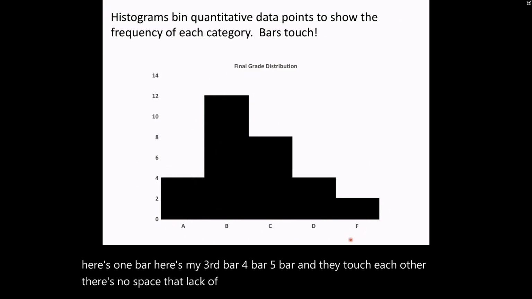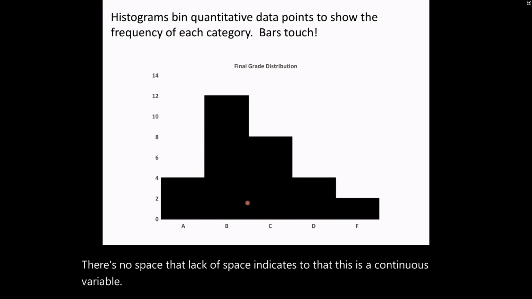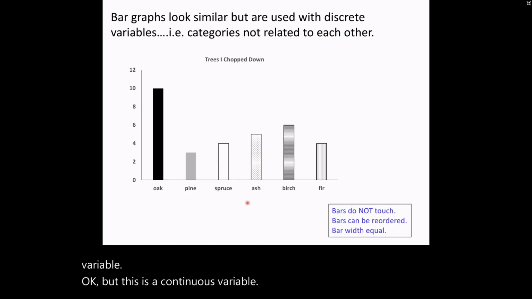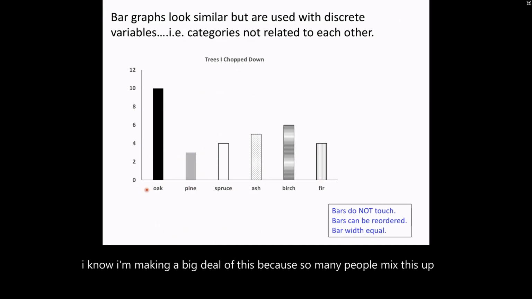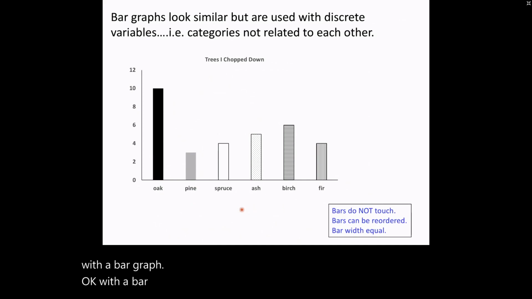I know I'm making a big deal of this because so many people mix this up with a bar graph, okay, with a bar graph. And it's very similar. I have bars. These are bins or categories. The difference is that the x-axis, this is not a continuous variable. Bars cannot touch in a bar graph, okay?